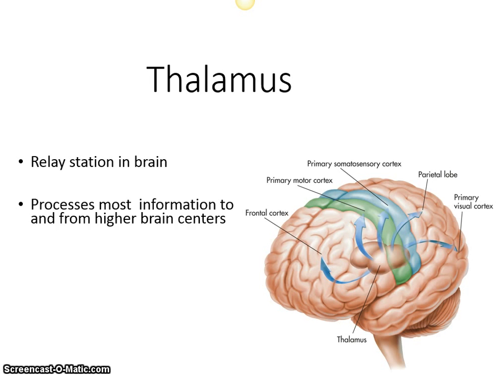So the thalamus is the relay station of your brain. And this part of the brain directs incoming stimuli to the appropriate part of the brain for processing. So when visual information goes in, it goes to the thalamus, and the thalamus sends it to the occipital lobe in the back of your brain, for example.